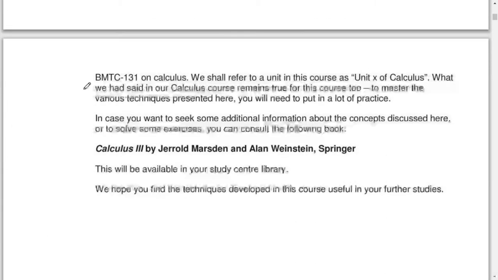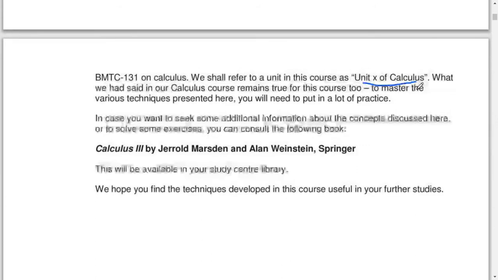We will also recall some results from our earlier course, BMTC-131 on calculus. We shall refer to a unit in this course as unit X of calculus. What we had said in our calculus course remains true for this course too. To master the various techniques presented here, you will need to put in a lot of practice.